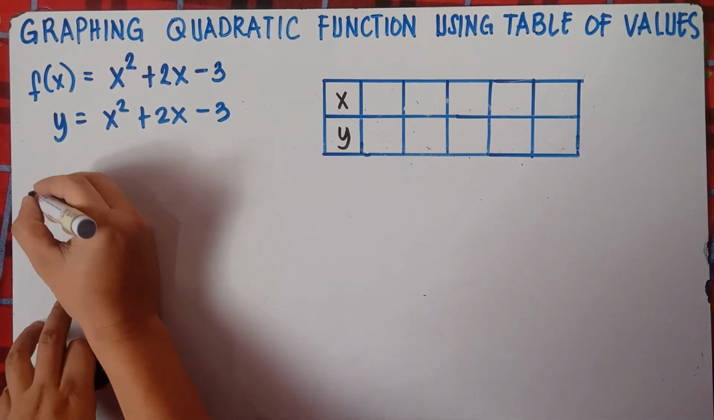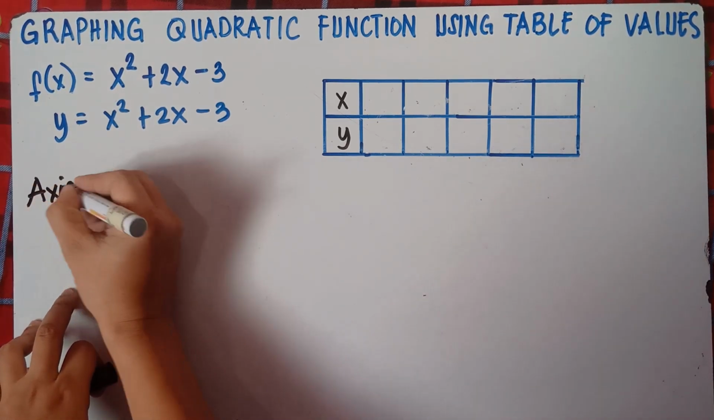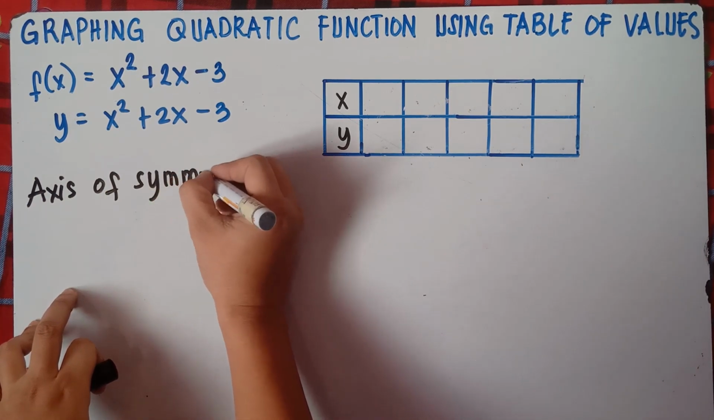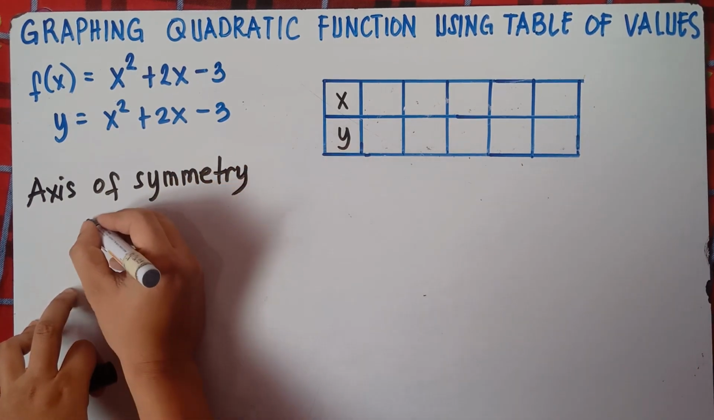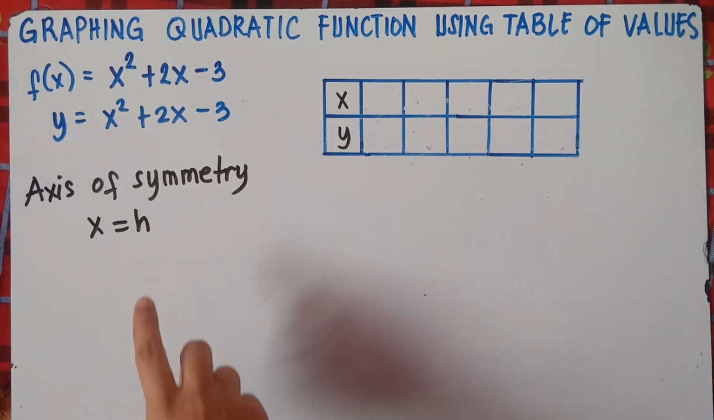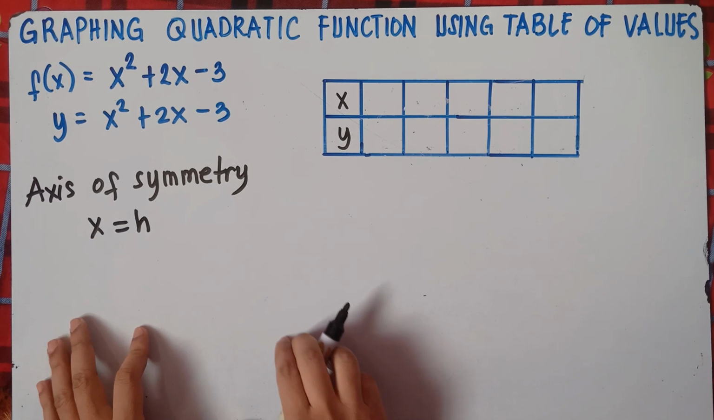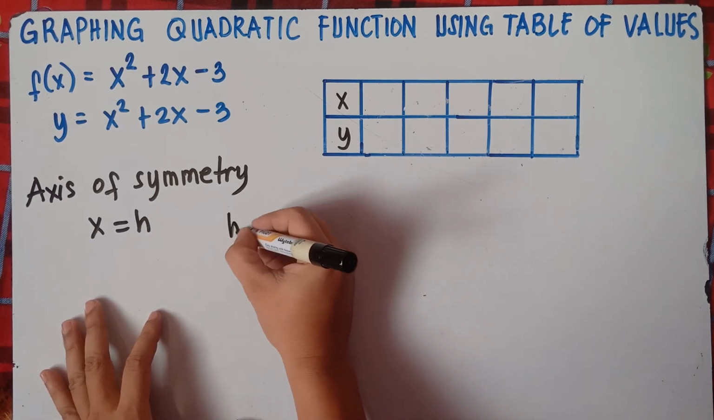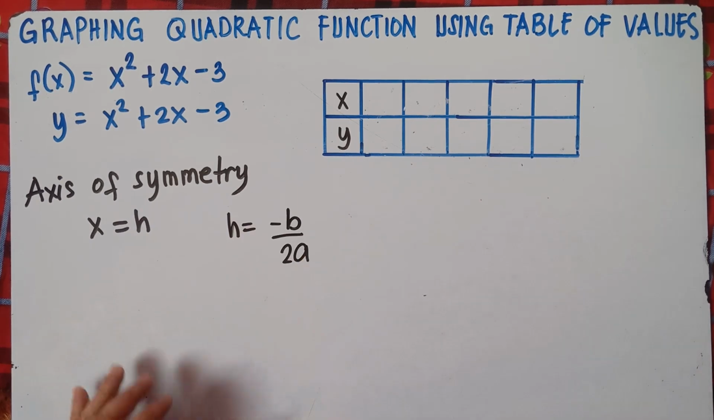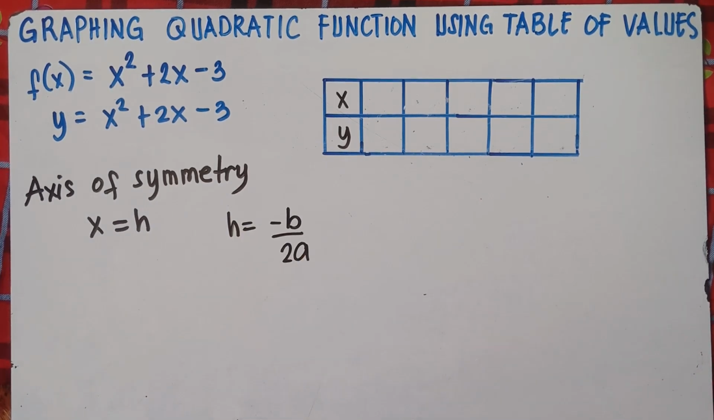So to find the axis of symmetry, once again, x is equal to h. So you need to find the value of h. And the formula to find the value of h is h equals negative b over 2a. So that's the formula, negative b over 2a.